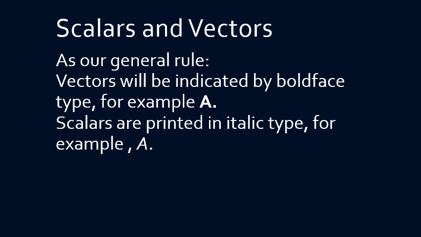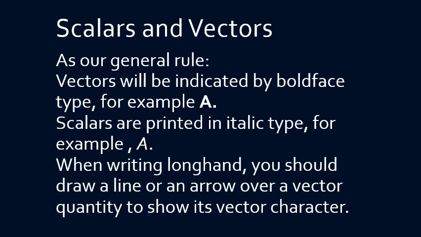Then, sa mga solutions natin na longhand or yung handwritten, i-indicate natin na vector siya by drawing a line or an arrow over the vector. So, lalagyan natin ng line or arrow yung taas to indicate that it is a vector. Kapag scalar, wala siyang arrow or line. Yun yung magiging rule natin from now on.